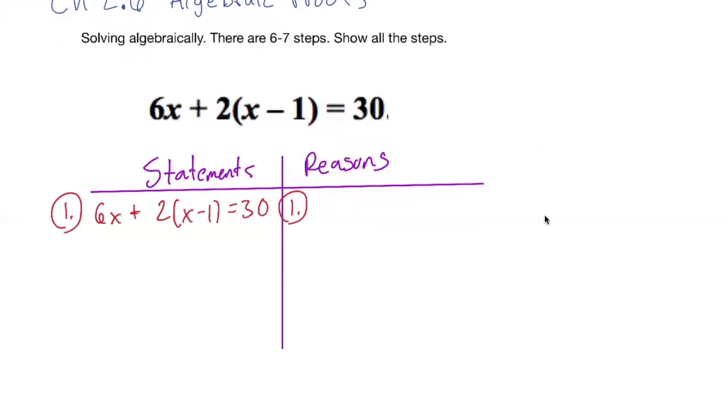Okay, and this step here, good job, Isaac. This step here is what we call given, right? The reason for statement number 1 is because that's given to you, right? You write it out.